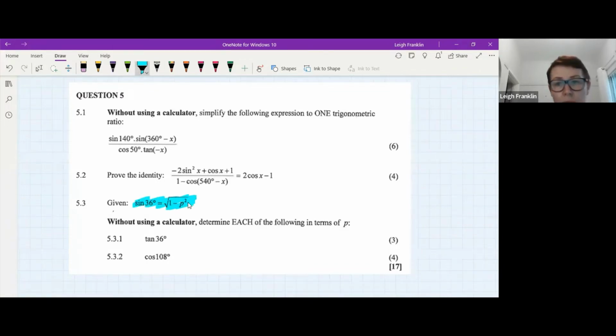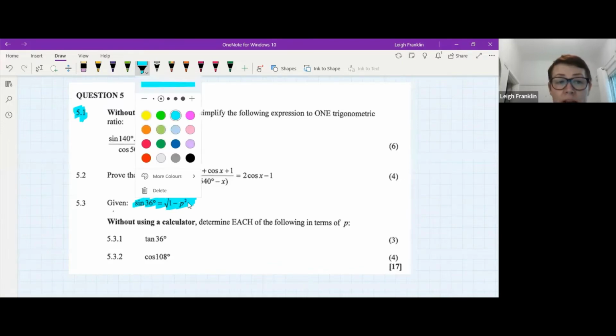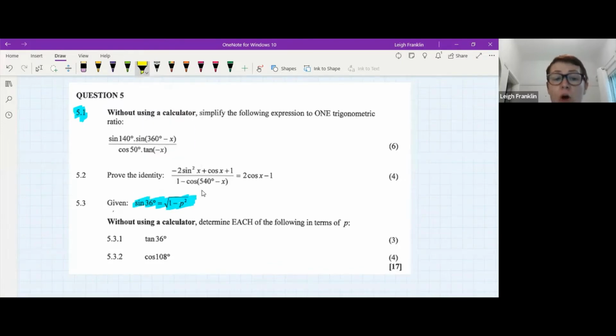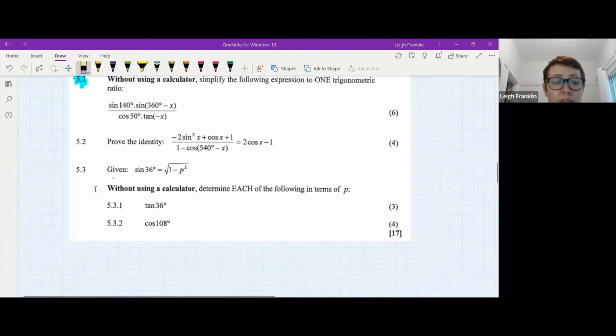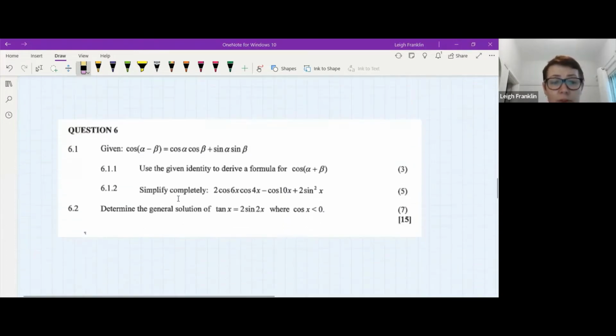Ma'am, is it simplifying? No, it's not. This is simplifying over here in 5.1 using our reduction formulae. But 5.3, Cassandra, is actually a question about ratio in terms of a letter. Okay, this is ratio in terms of a letter. So in this case, the letter that they're working with is the letter P. So ratio in terms of a letter is this question 5.3.